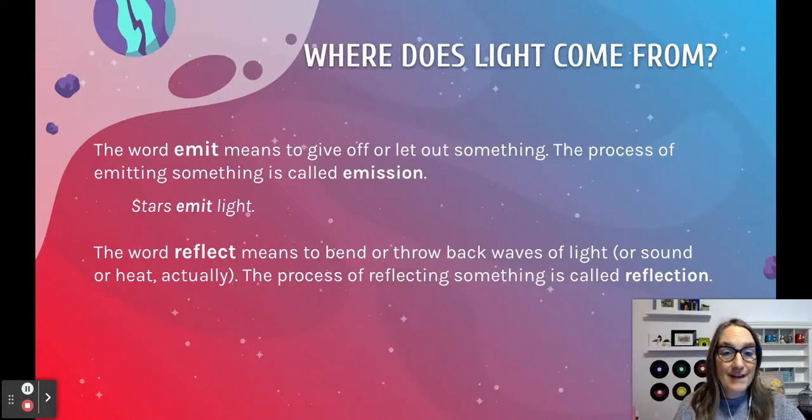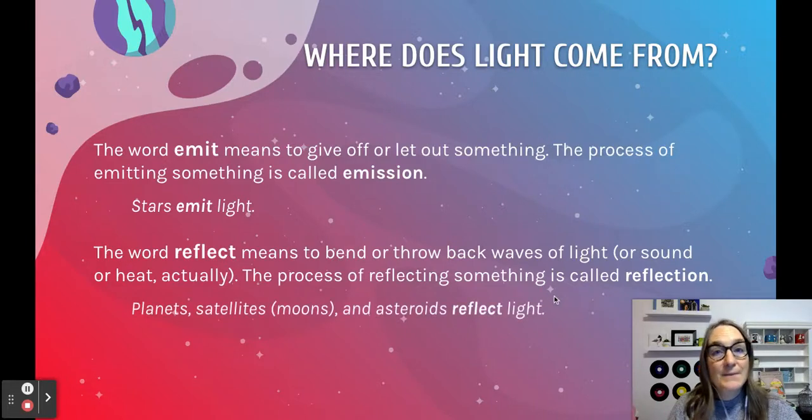Actually, you can reflect sound or heat or any other kind of energy, but we're just focusing on light right now. The process of reflecting something is called reflection. Planets, satellites, moons, asteroids, and other celestial bodies or bodies in space reflect light.